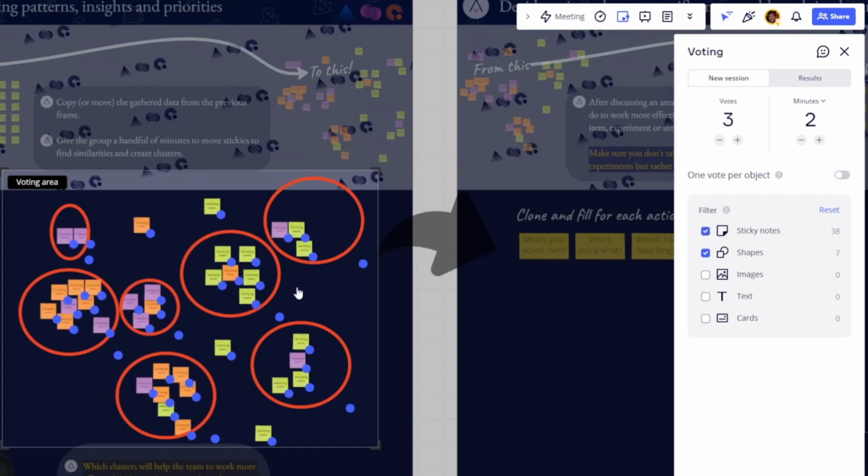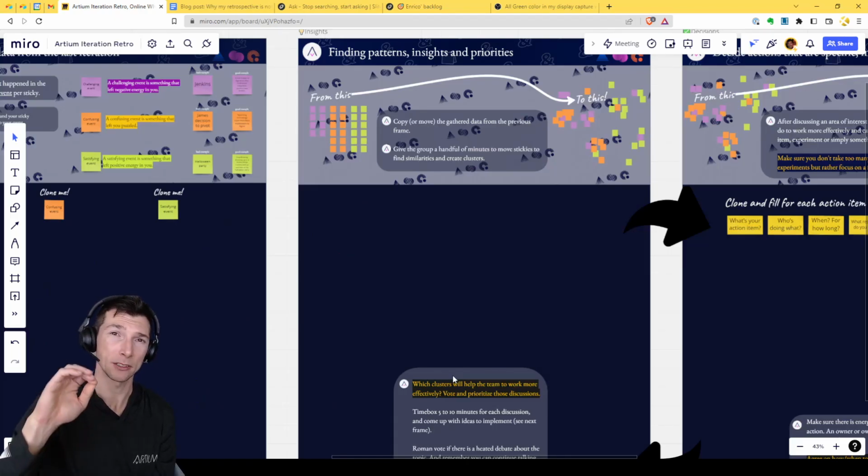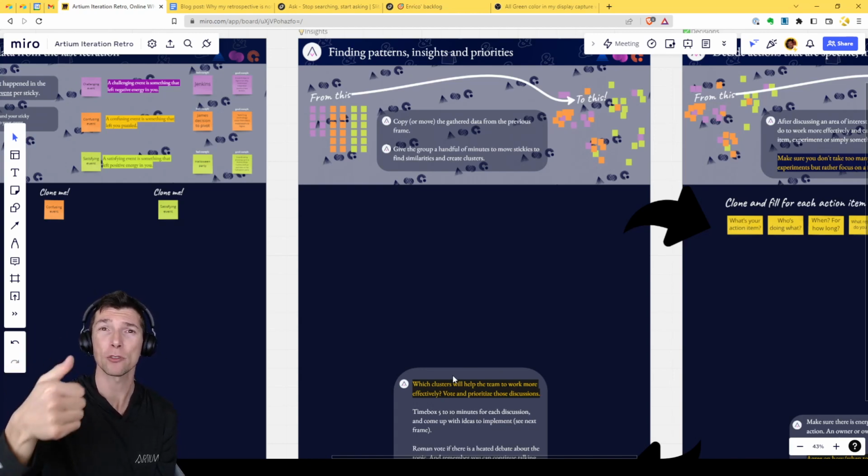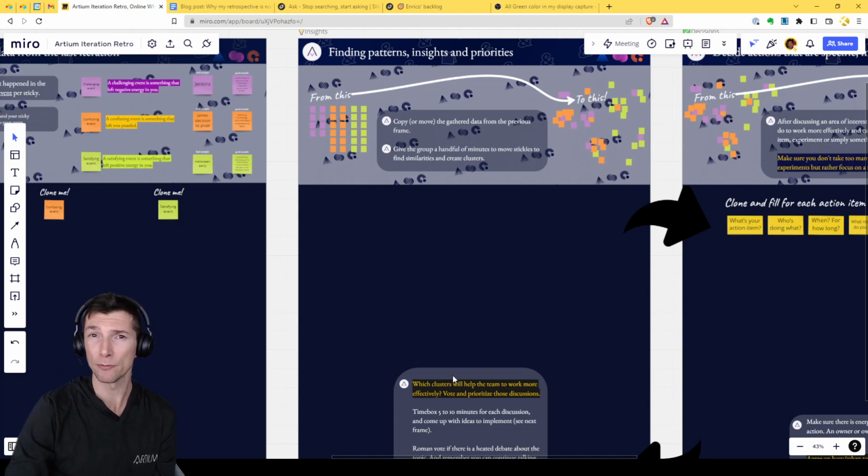I usually time box 5 to 10 minutes. At the end of that, I ask the group to do a Roman vote. On 3, we all throw. Thumbs up means continue talking. Thumbs down is move on.